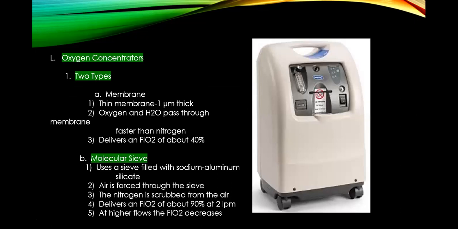All right, concentrators. These are little machines that we have for some of our patients that are at home or on home oxygen. They have a machine that constantly makes oxygen, called an oxygen concentrator. It concentrates the air that it sucks in into pure oxygen, right? You have two types, the membrane type and the molecular sieve type. The molecular sieve type is the best one. You can get up to 90% FiO2 with the molecular sieve, okay? You don't really have to know how each one works, just know that there are two types, the membrane type and the molecular sieve.